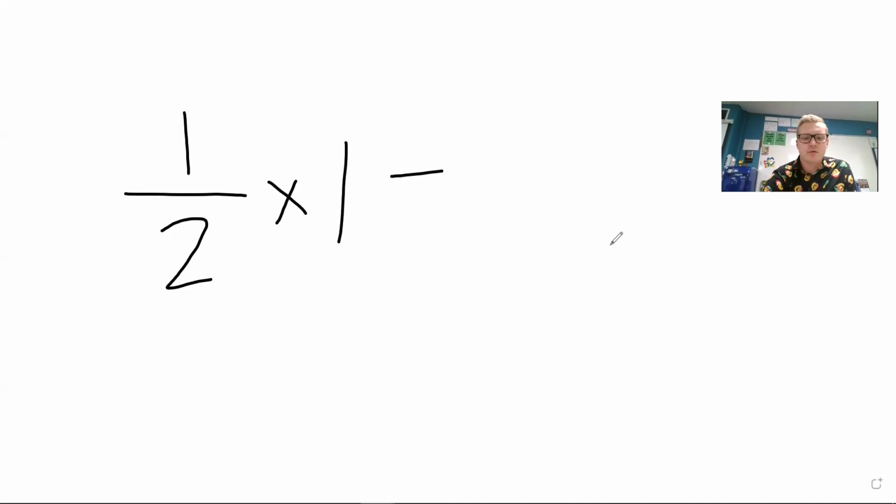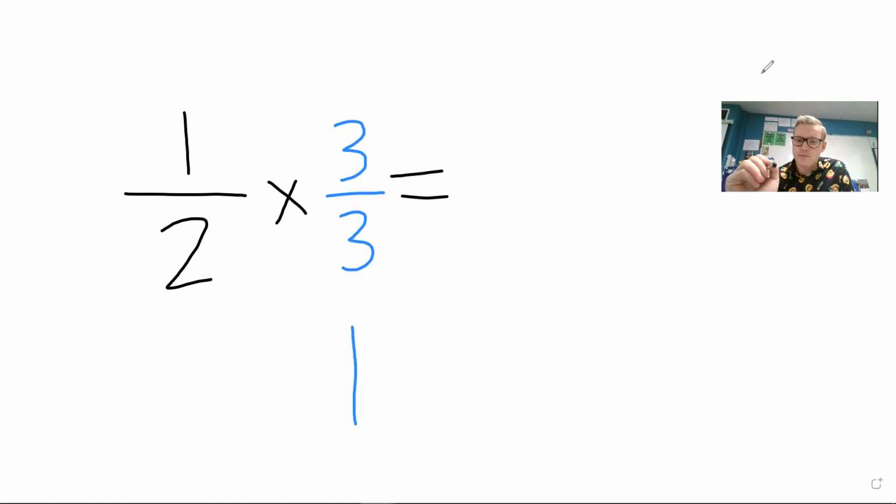So if I had 1/2 and I multiplied that by 1, 1/2 times 1 is just going to be, you guessed it, 1/2. Well, what if I wanted to multiply by 3/3? What does 3/3 equal? Well, 3/3 equals 1. So essentially what I'm doing here is I'm multiplying 1/2 times 1.